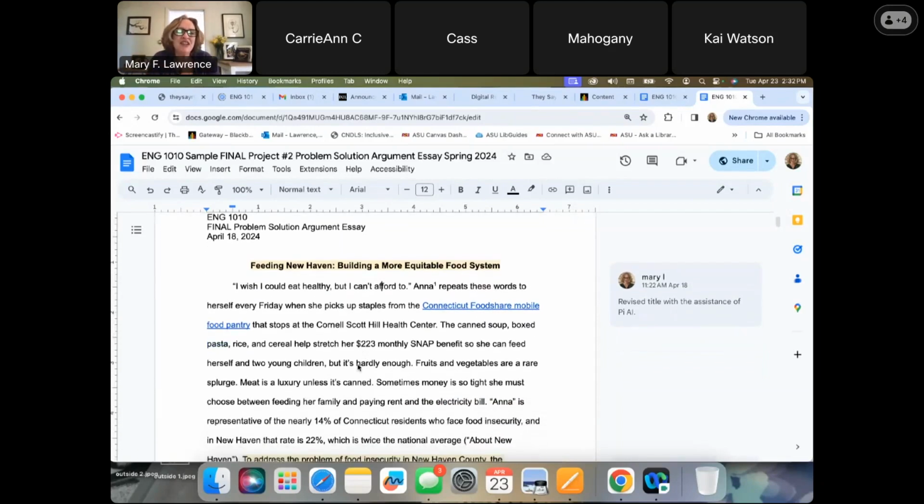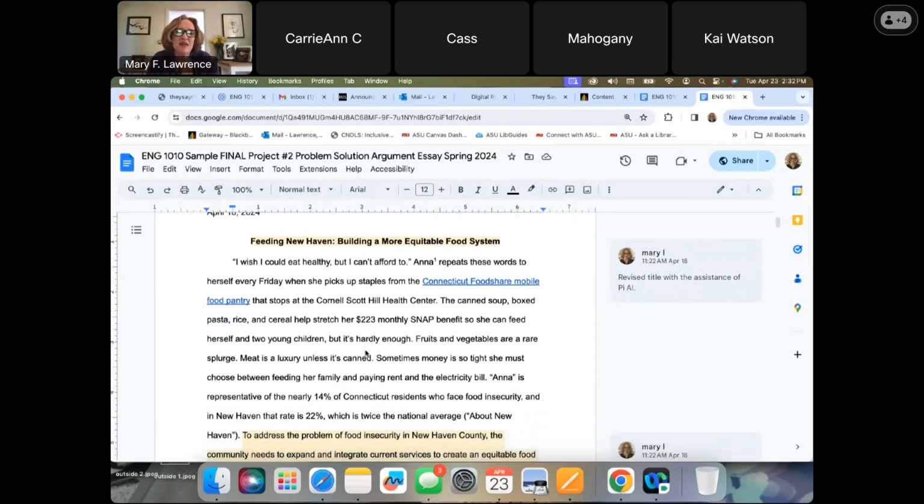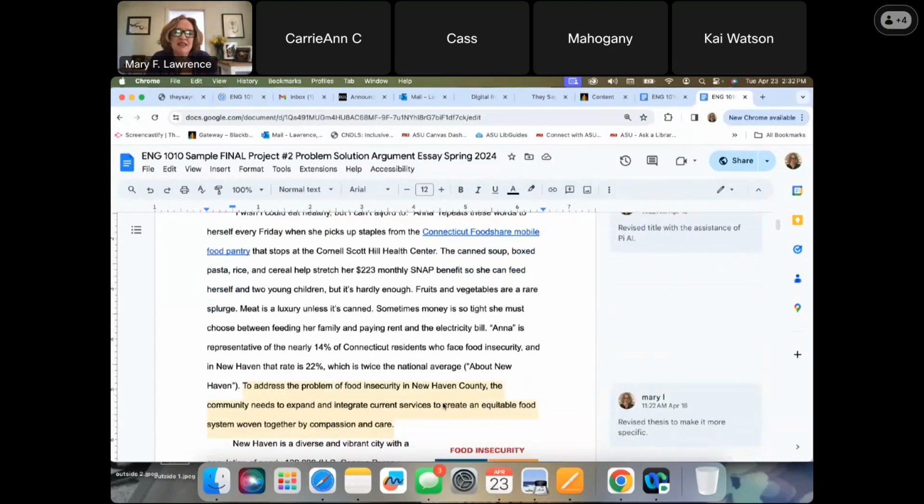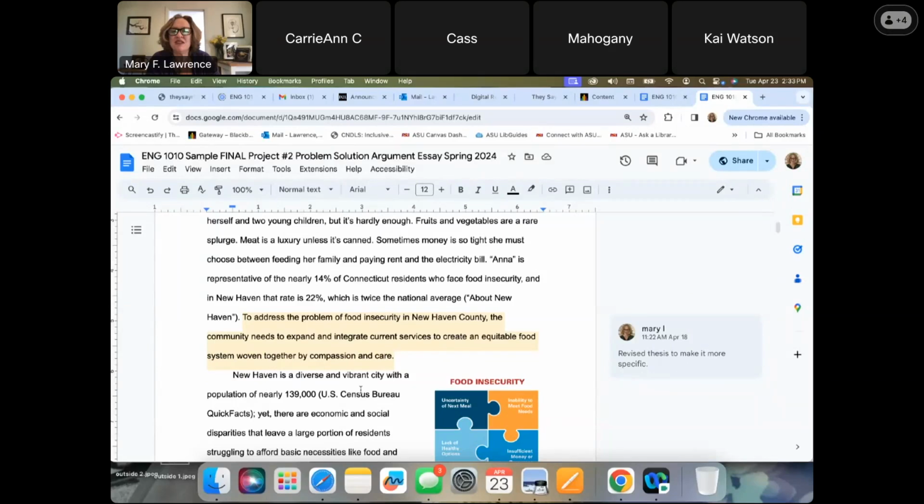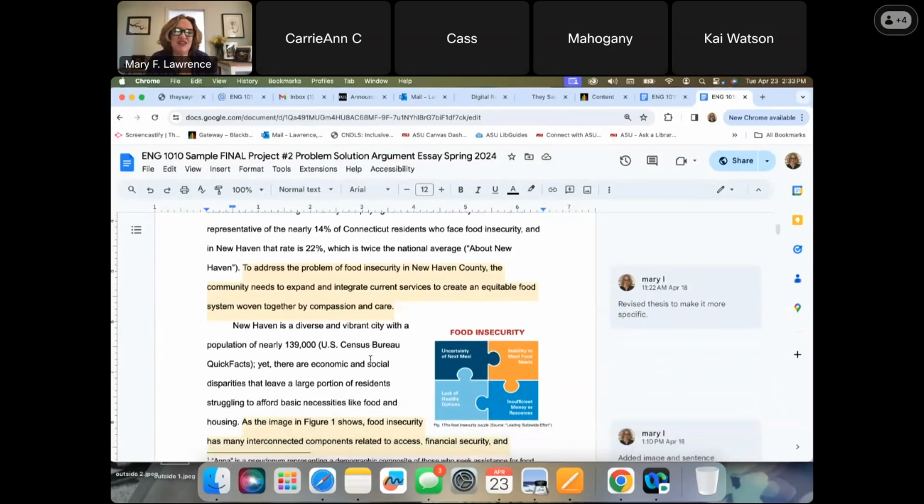I didn't change the story. I kept that pretty much the same, but I did tweak my thesis statement. I wanted to make it a little bit more specific and connect back to that idea of creating an equitable food system woven together by compassion and care. So that's what I did for my first paragraph change.